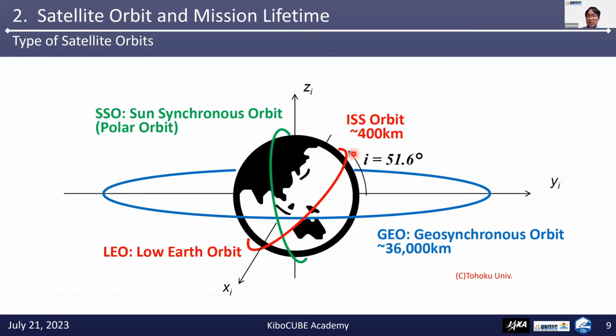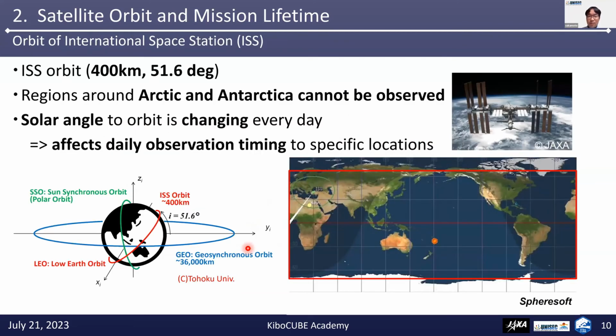And satellites are released from the International Space Station. It has a 400-kilometer height, this one, and the inclination is 51.6 degrees. In the last presentation, there was a video, and you see that around the North Pole and the South Pole, the satellite in this orbit cannot pass. So regions around the Arctic and Antarctica cannot be observed from a satellite in ISS orbit.